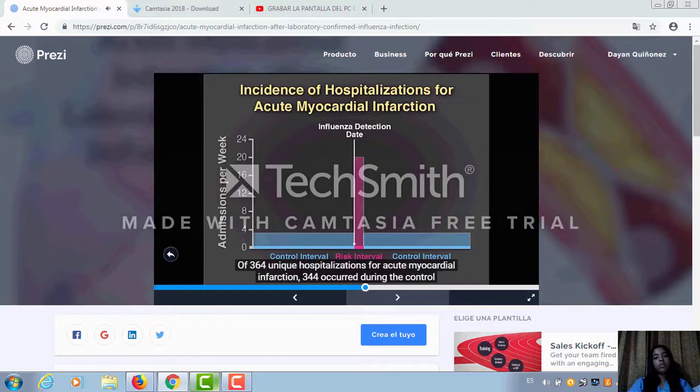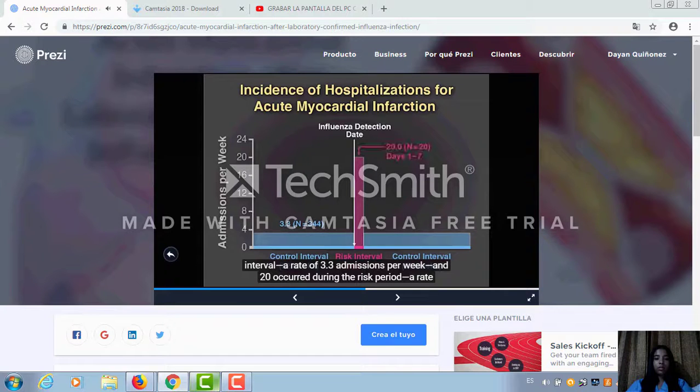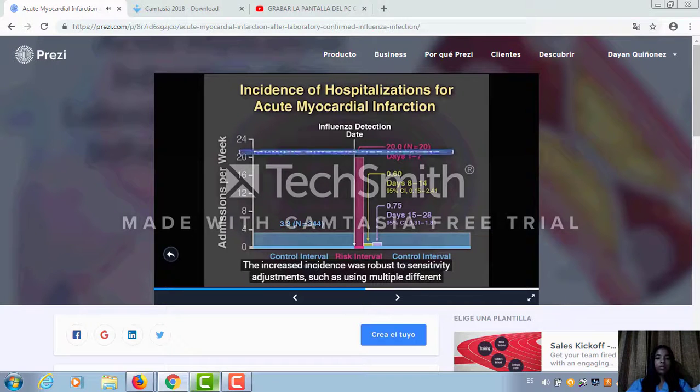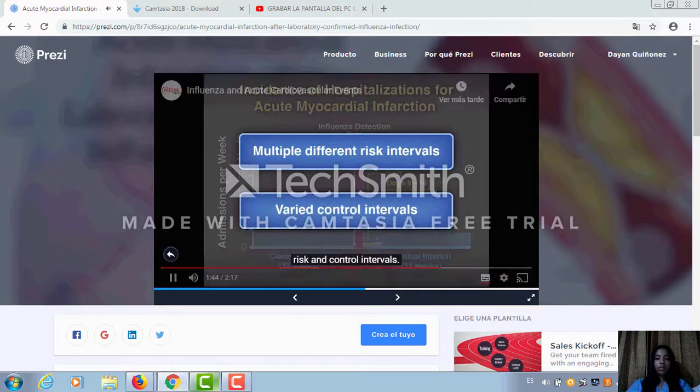Of 364 unique hospitalizations for acute myocardial infarction, 344 occurred during the control interval, a rate of 3.3 admissions per week, and 20 occurred during the risk period, a rate of 20 admissions per week, 6 times as high. In contrast, similar increases were not observed during days 8 to 14 and days 15 to 28 after an index influenza case. The increased incidence was robust to sensitivity adjustments, such as using multiple different risk and control intervals.